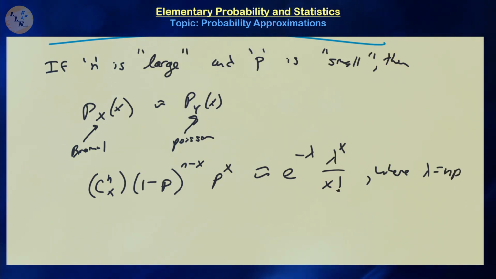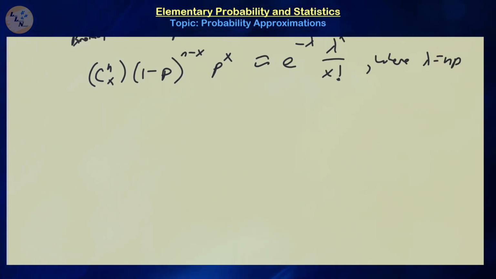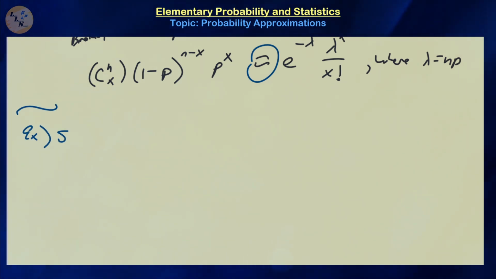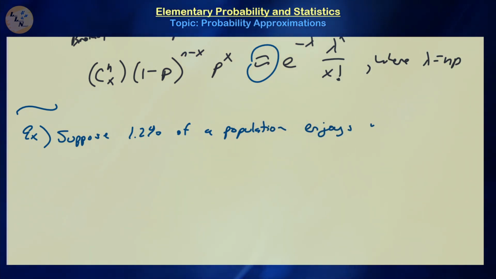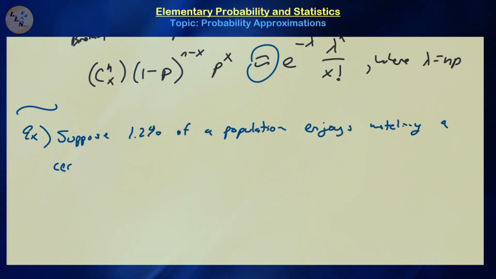Okay, so let's look at an example and how we might be able to execute this in a real life problem. Keep in mind this is an approximation, not exact. But the larger n is and the smaller p is, the better this approximation will be. Okay, so let's look at an example. Let us suppose 1.2% of a population enjoys watching a certain movie.